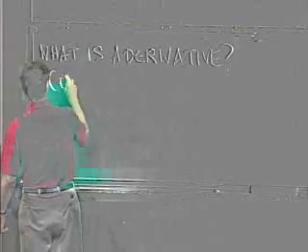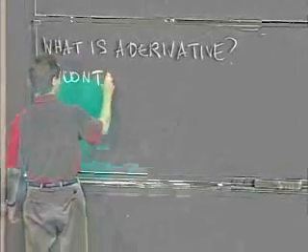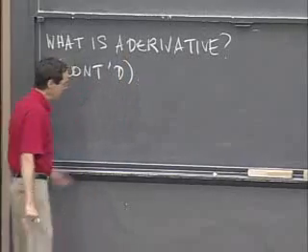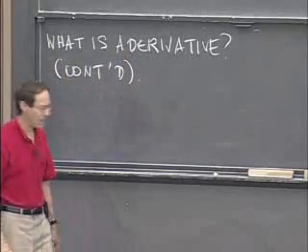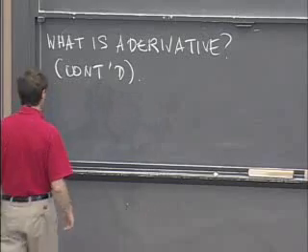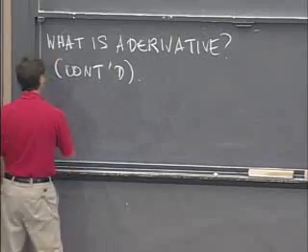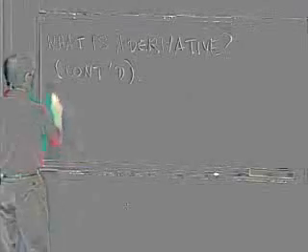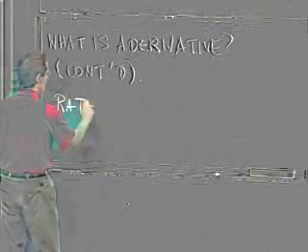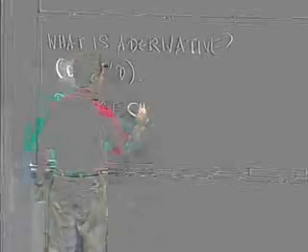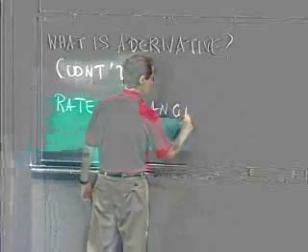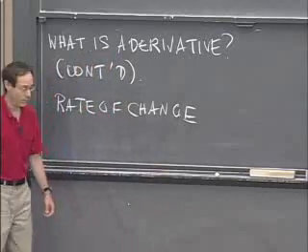And this is just a continuation of last time. So as I said last time, we talked about geometric interpretations. And today, what we're going to talk about is rate of change as an interpretation of the derivative.